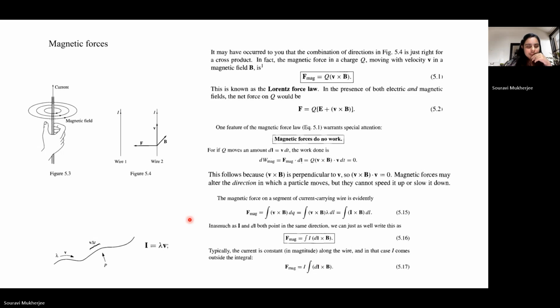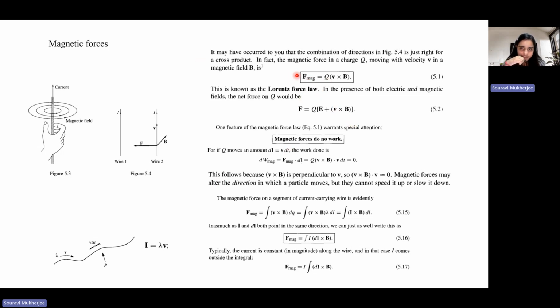Now, just as if you have a charge in an electric field, we know that the charge would experience a force given as qE. When you have a moving charge in a magnetic field, it also experiences a force, and that force is given as q into v cross B. So the total force in the presence of electric and magnetic fields is qE plus q v cross B, which is your Lorentz force.